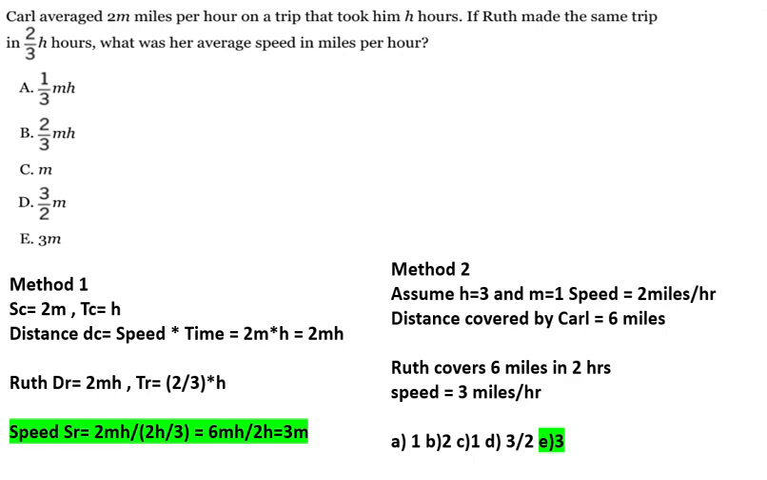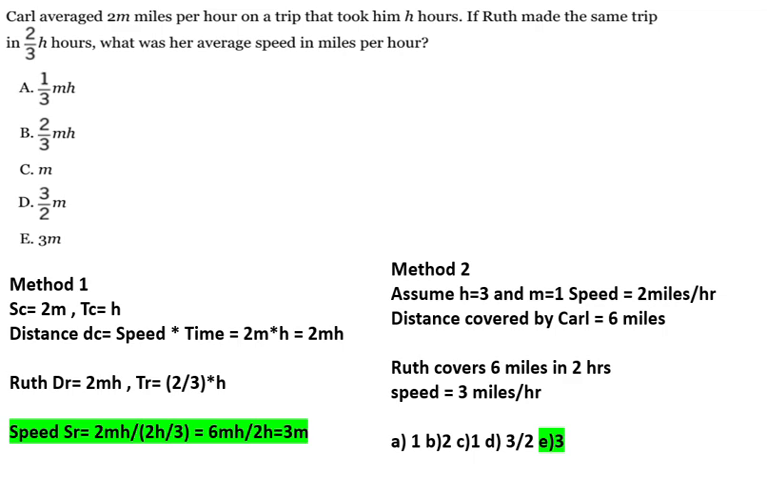So in method 1, we know that the speed of Carl was 2m miles per hour. So I take that speed is 2m and the time he took was h hours. Now we know that distance is equal to speed into time. So ideally speed is 2m and hours taken is h. So we get 2mh is the distance covered.